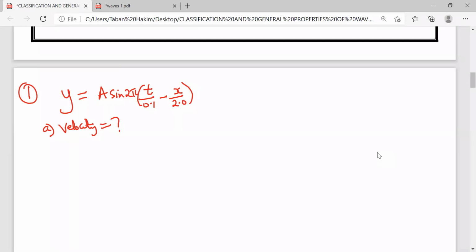So given this equation that y is equal to A sine omega, 2 pi into (t out of 0.1 minus x out of 2.0), determine the velocity. Our general equation that we've just discussed says that y is equal to A sine (omega t minus phi). Remember this? I'm just reminding you.